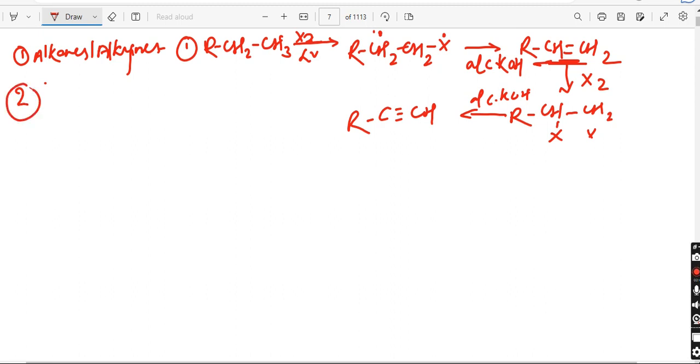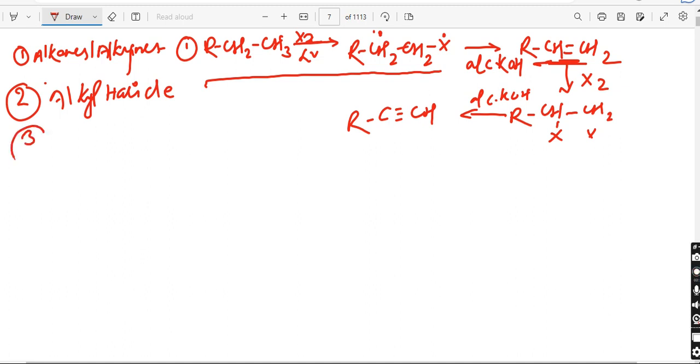Next, how to prepare alkyl halide, right? Alkyl halide. So this is the reaction, right? From here to here, see here, this is alkyl halide preparation, right? Third is how to prepare alcohol. So let's see here.